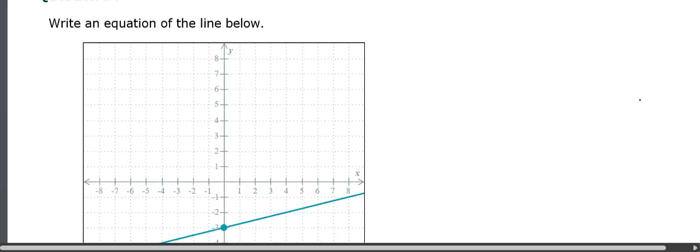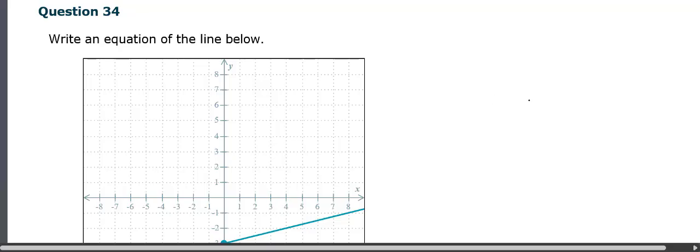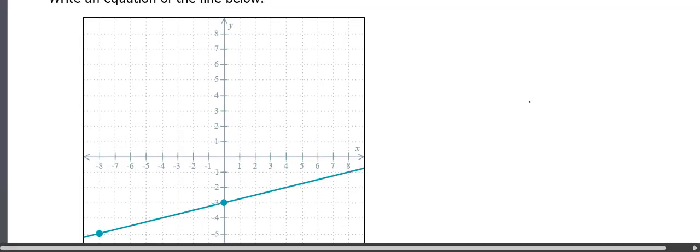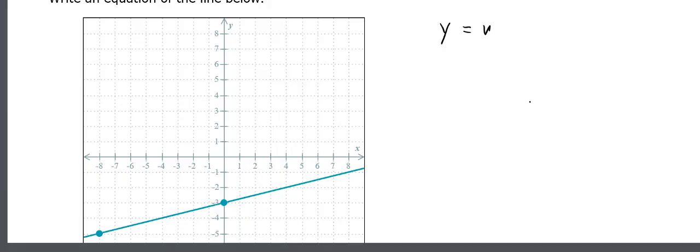Our next problem, it says write an equation of the line below, and we're given a graph that passes through the points -8, -5, and 0, -3. So again, we're going to write our answer in slope-intercept form. And remember, we need the slope, which is not given, and we also need the y-intercept, which is given. Remember, the y-intercept is the place where the graph passes through or touches the y-axis. In this case, it's -3.